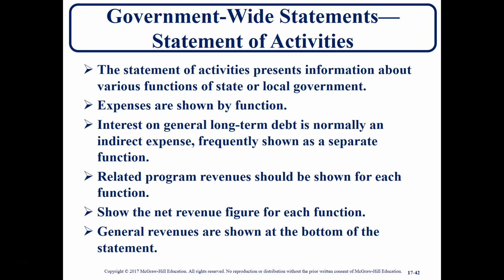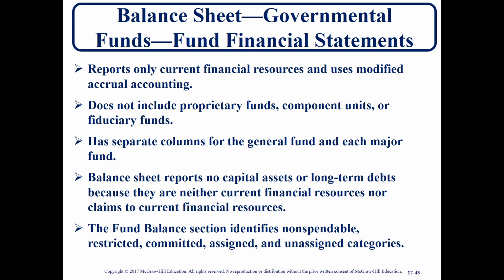The statement of activities, again, think of it like the income statement. And they present activities about the functions of the state or local government. The expenses are normally shown by function. Interest on general long-term debt is normally an indirect expense, and that's shown as a separate function. Related program revenue should be shown for each function. The net revenue from those activities is also shown, and the general activities are shown at the bottom. General revenues usually are taxes and such, since that's the primary revenue for a government.